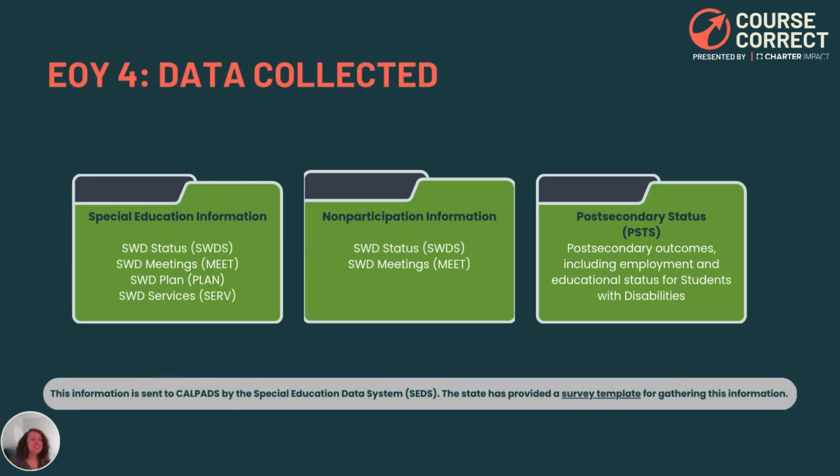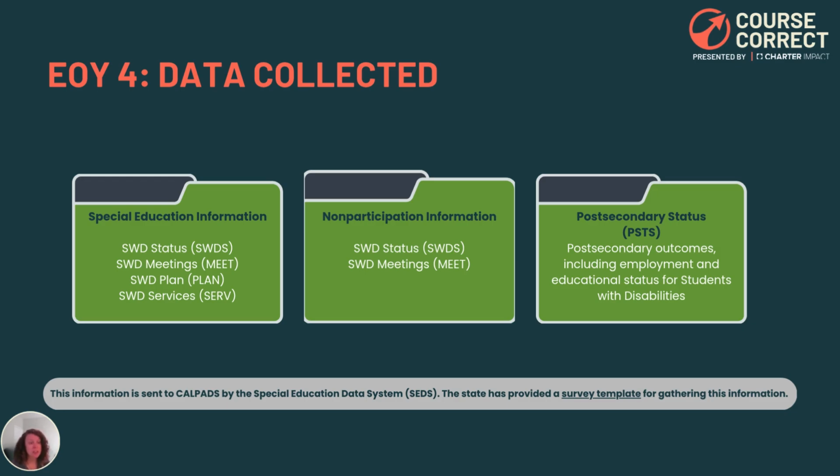All right, let's move on to EOI 4. Remember that EOI 4 is all about special education. It includes information about students who are receiving special education services, and information about students who are not participating. And then it also includes information about students who have graduated and what their post-secondary status is, only for students with disabilities. So there are a few data types that support this information: the students with disabilities status, the meetings, the plan, and the services. And if you are involved in students with disabilities work, you are familiar with what these things are.